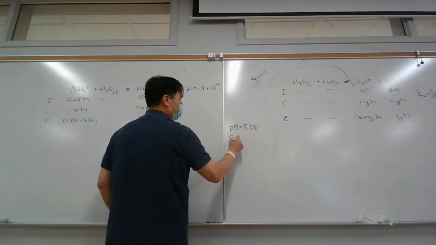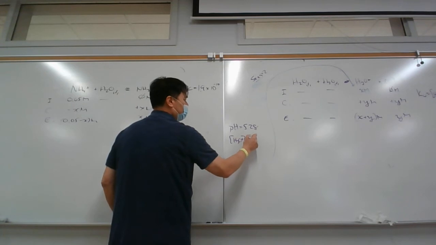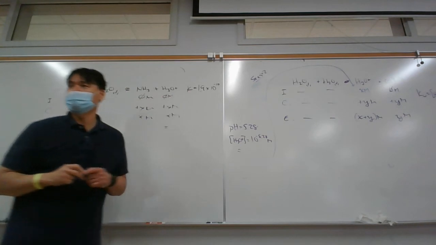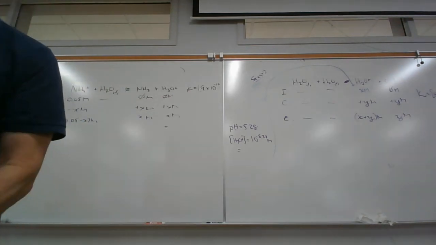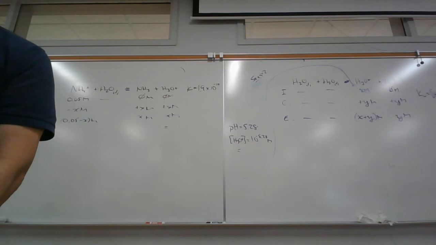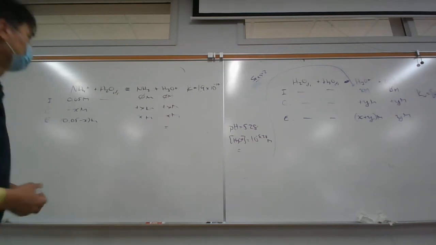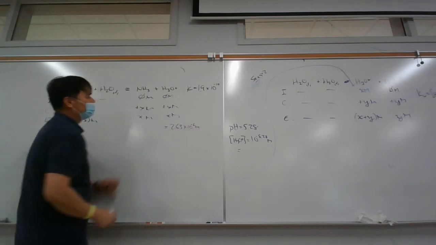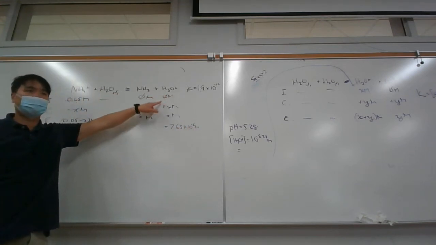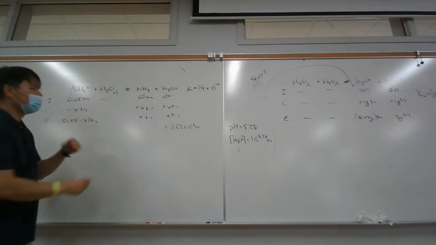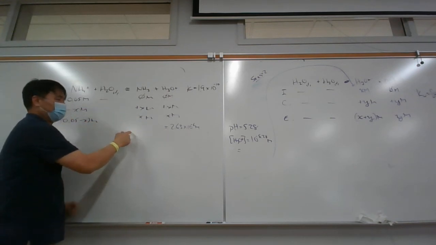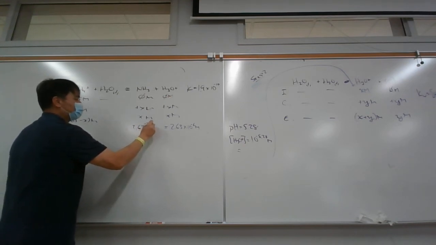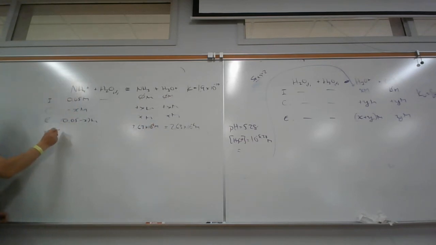So the pH 5.28 means the hydronium concentration was 10 to the minus 5.28 molar, which was what? 2.63 times 10 to the negative 6 molar. Okay, that's the hydronium ion concentration here. And that means the ammonia concentration must be the same, 2.63 times 10 to the minus 6 molar. And then how much of this did we lose?